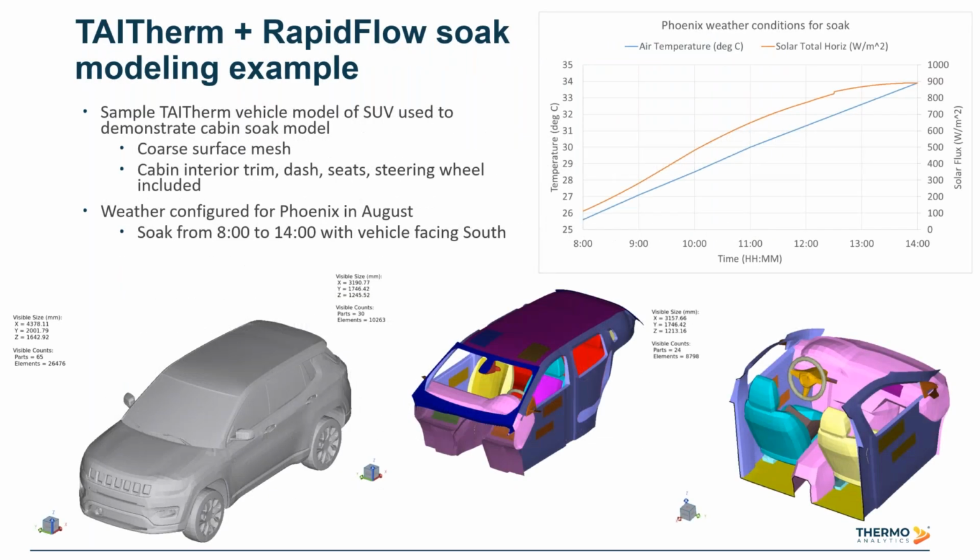We've got an example model we'll show here using TAITherm and RapidFlow for a soak using a simple, fairly low resolution SUV cabin model. This model does include enough of the interior details, the trim, dash, seats, and steering wheel to understand heat transfer during the soak. And for this scenario, we're going to do a 6-hour soak in a Phoenix weather condition with the vehicle facing south. The chart here shows the ambient temperature and solar load that are increasing over time during that soak. And we're going to model this as if it's in a true natural environment with the sun position moving over that condition.